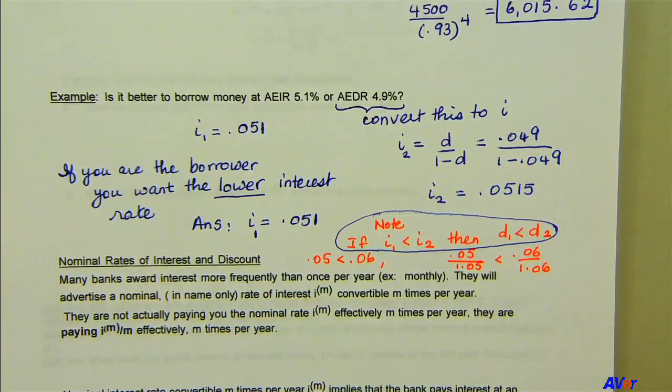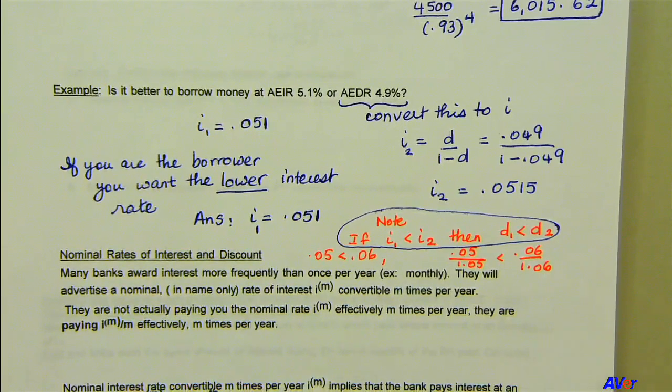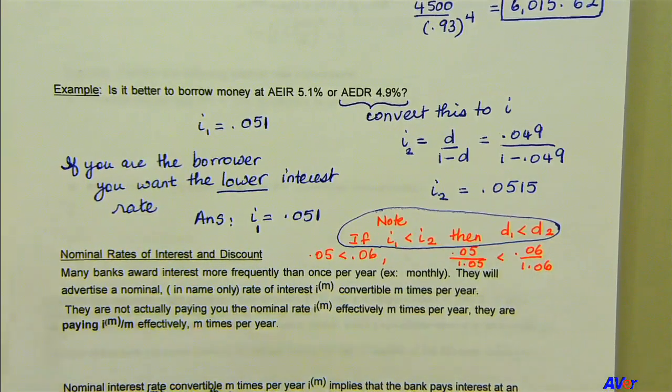Let's go to the next part. Nominal interest rates of interest and discount. Many banks award interest more frequently than once per year, for example, monthly. They will advertise a nominal rate, i^(m), convertible m times per year. They are not actually paying you the nominal rate i^(m) effectively m times per year. They are paying i^(m) over m, effectively m times per year.